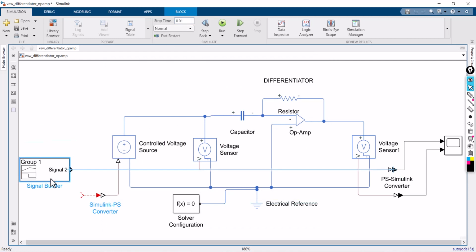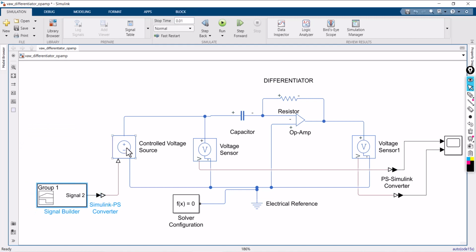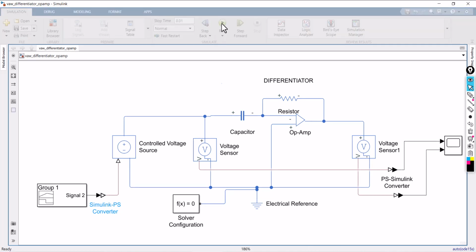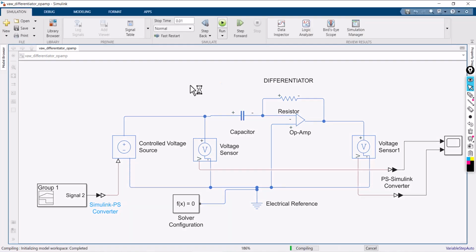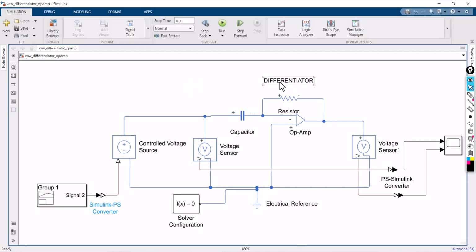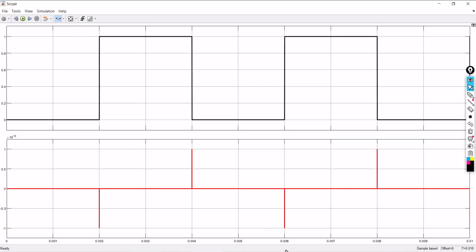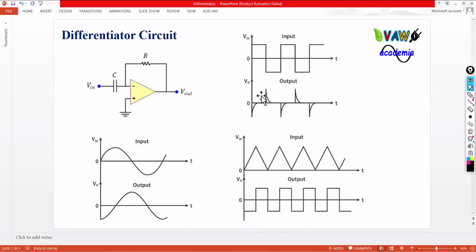So similarly, we know that the signal builder is a Simulink signal. You have to connect it with a Simulink to PS converter. Again, a control voltage source. The output of control voltage source only will give you electrical signal. Okay. Now, if you run the system, you'll get the differentiated output of square waveform. What is differentiated output of square waveform? Which will give you a pulse like this.